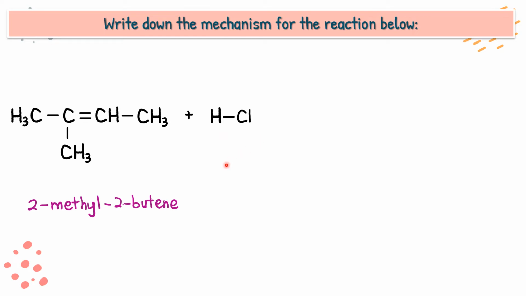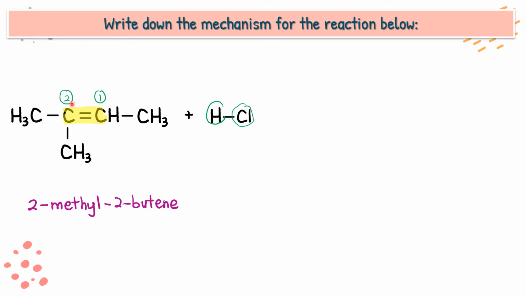Okay, so again, apa yang kita kena buat? We need to identify the product. So we are going to add our hydrogen and our chlorine into our carbon-carbon double bond over here. So we're going to focus on these 2 carbons and kita akan labelkan dekat sini. So this is carbon 1 and this is carbon 2.